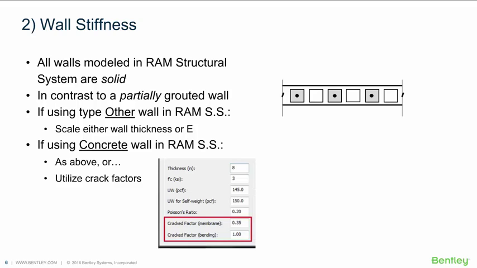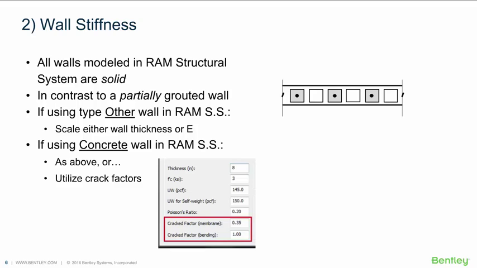Okay, that leads us to the second point of discussion, which is accurately capturing the stiffness of the walls. You cannot model partially grouted masonry in RAM structural system. We can only model solid walls. So we need a way of modifying the stiffness of the walls so that the deflections and the load distribution to the frame walls is accurate.